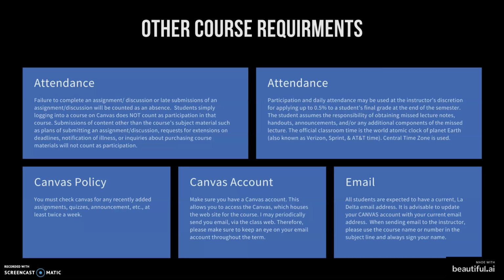Now, participation and daily attendance may be used to bump up a student 0.5% for the final grade at the end of the semester. So if you are really trying, you're doing everything that you need to within this class, and you're between letter grades, then I can use the attendance, the fact that you have been really trying in this course, to bump you over to the next letter grade, using that 0.5%.